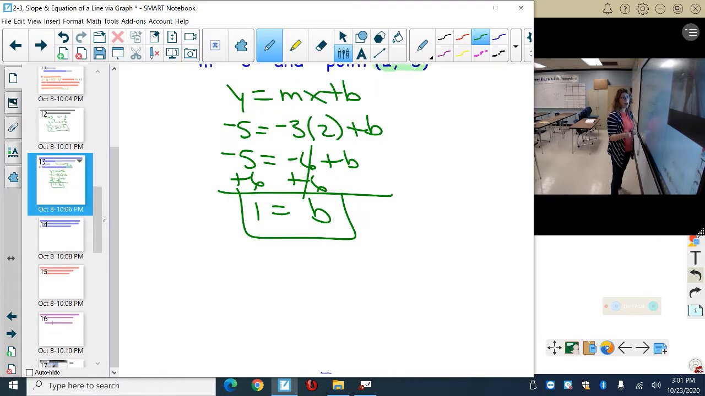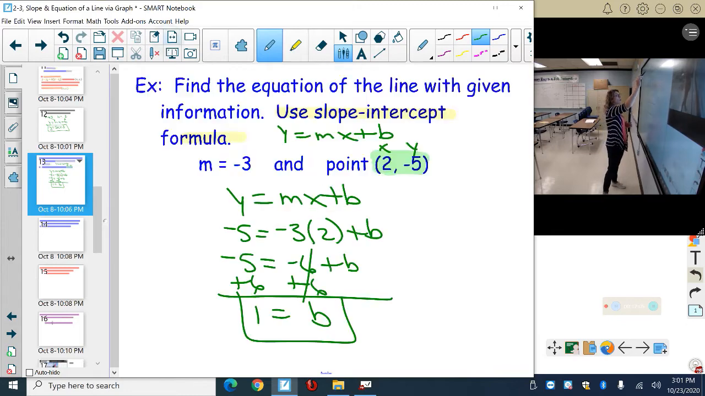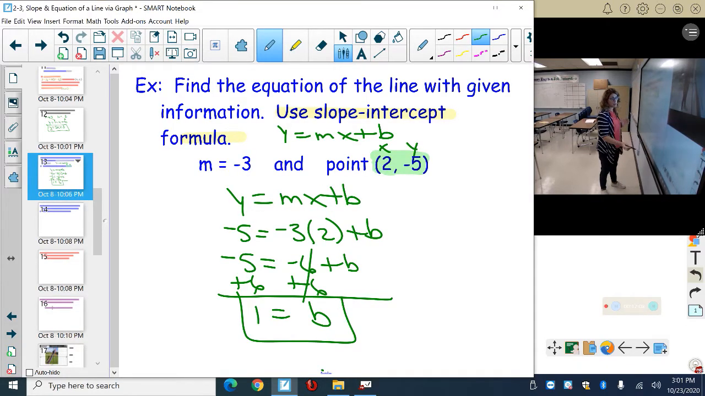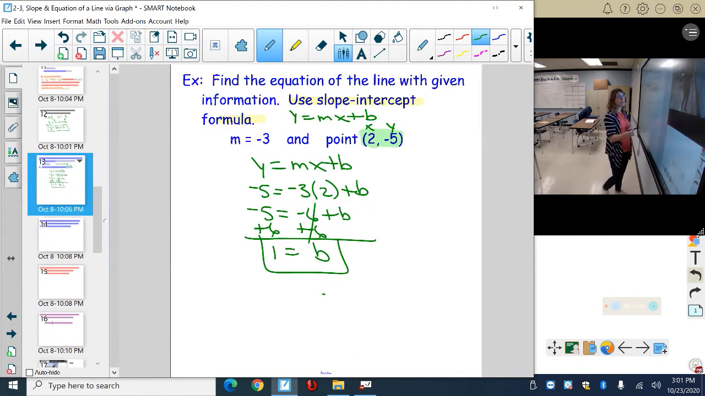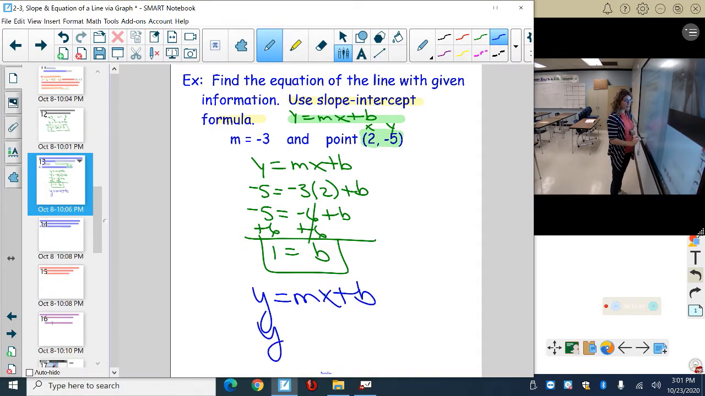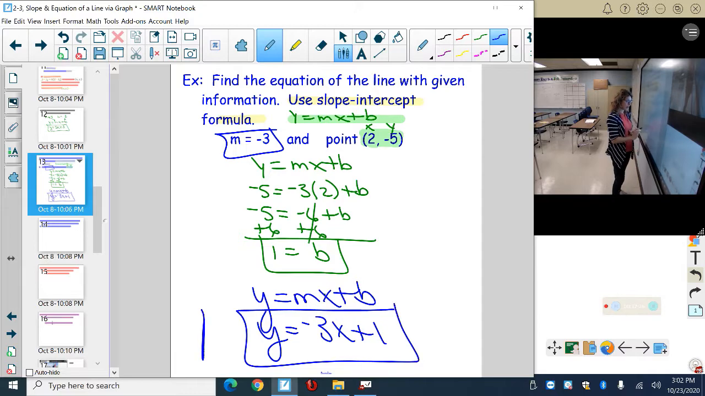I'm not quite done because the whole point of this problem was to find the equation of the line. So if I'm finding the equation of the line, it has to be in this format. Yes? So that means I'm going to go ahead and say that y is equal to mx plus b. Y stays, m we know to be negative 3, and b we know to be 1. So this right here is the equation of the line that I am looking for.